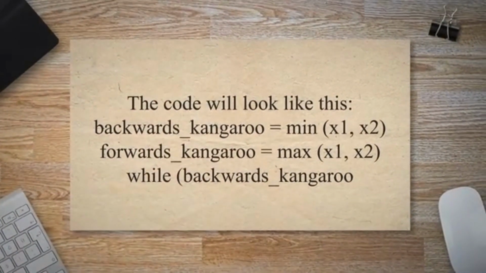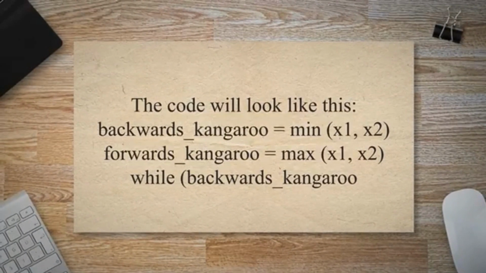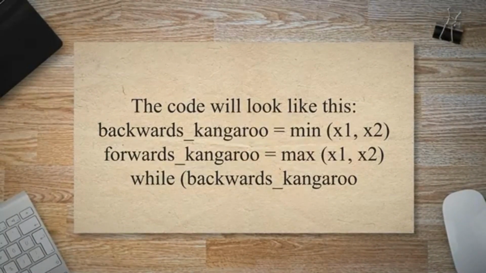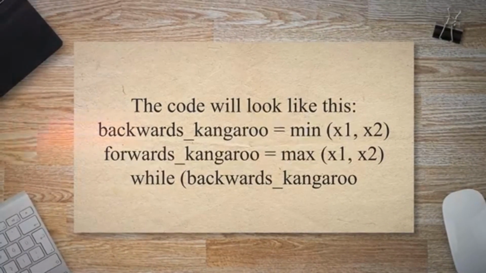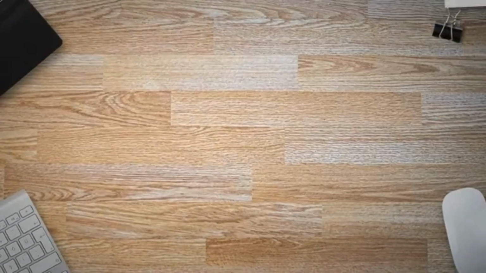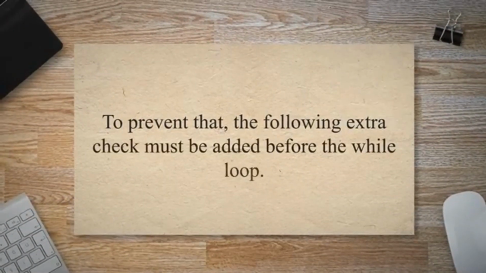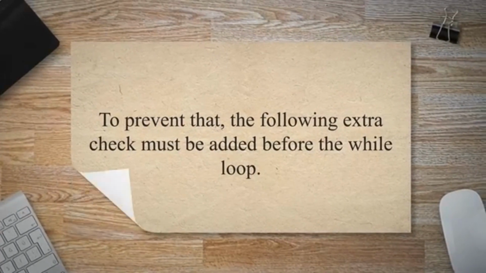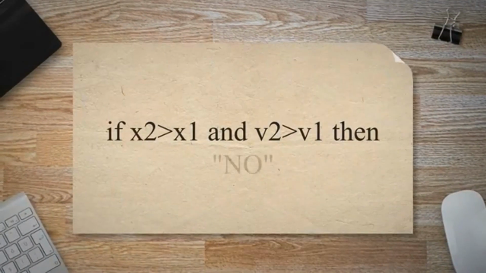However, this is not a good solution, and moreover, if the kangaroo that starts behind covers less distance than the other kangaroo at each jump, then the control will fall into an infinite loop. To prevent that, the following extra check must be added before the while loop: if x2 is greater than x1 and v2 is greater than v1, then no.